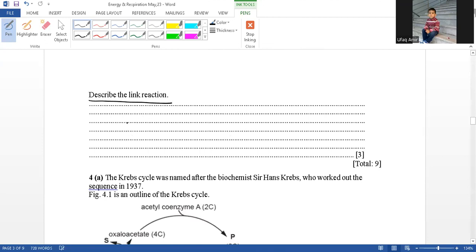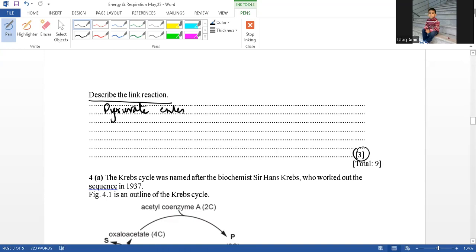First of all, what is going to be entered? First tell me, because it's of 3 marks. So tell me that what enters? Pyruvate enters the link reaction.